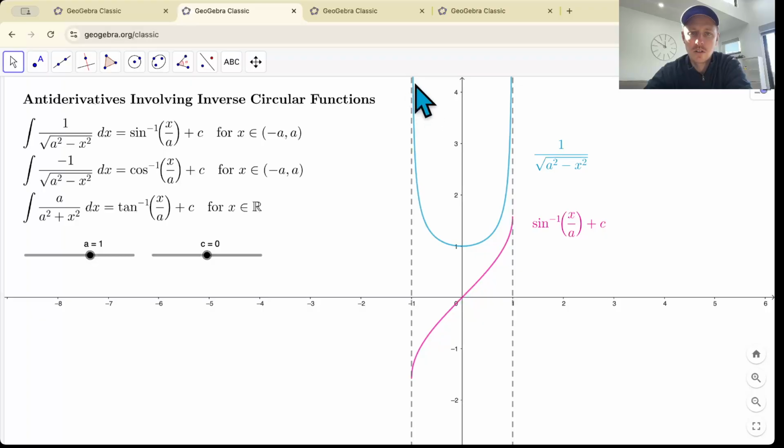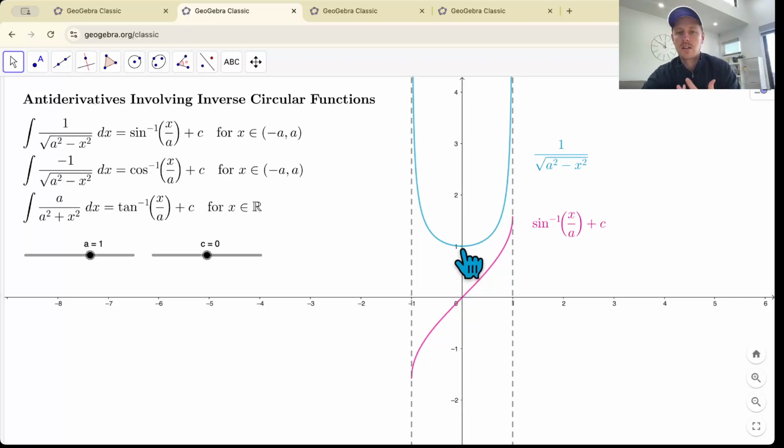We don't have to guess at these things though. Both of these functions are here. In blue, we've got 1 on the square root of a squared minus x squared. A is currently 1, so it looks like that. And in pink, we've got sine inverse of x on a. What we're saying is the derivative of this pink function is this blue function. That should make sense because down here, we're getting really large positive gradient values, which is what happens here, and that's why we get this asymptote. Similarly over here, and then it becomes linear here, so it has a gradient of 1 there. So we have a y-intercept of the derivative function there.